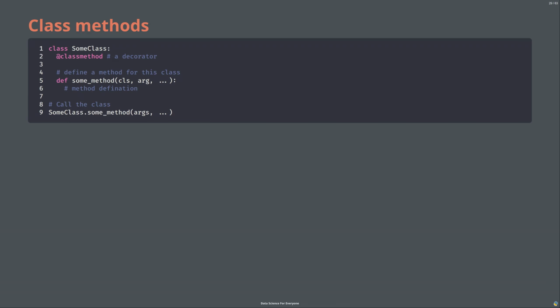To call a class method, we use the class name followed by the method, like classname.method, instead of calling it on an object. Also keep in mind that CLS is just a naming convention. You could technically use any name, but it's best to stick with CLS for clarity.